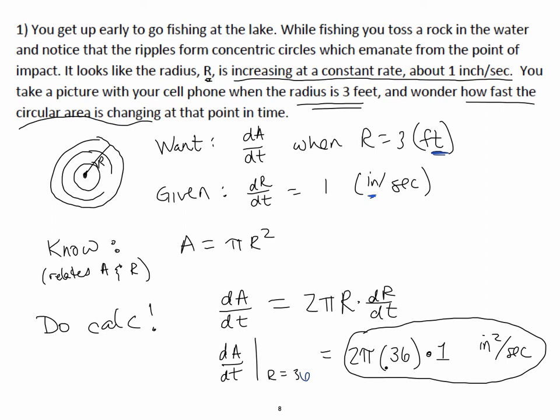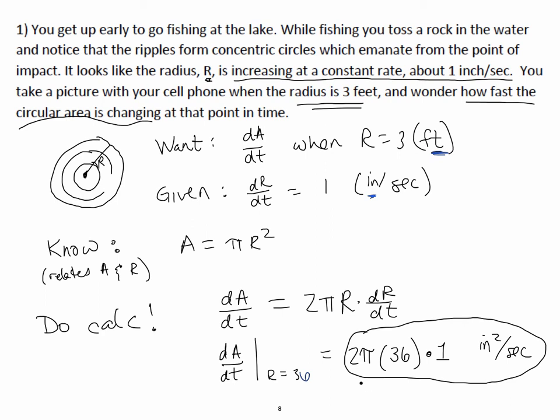It's the what? Rate of change of the area of the circle with respect to the rate of change of the radius. That would be dA dr. Yeah? It's the rate of change of the area with respect to time. When? When the radius is 3 feet.